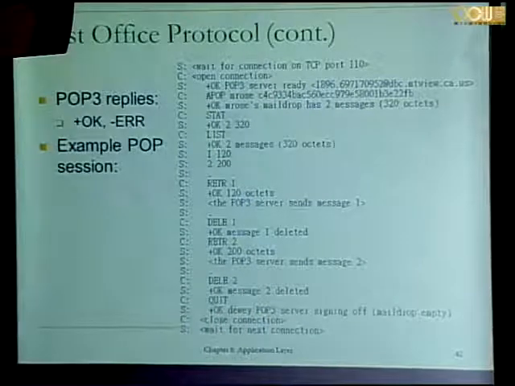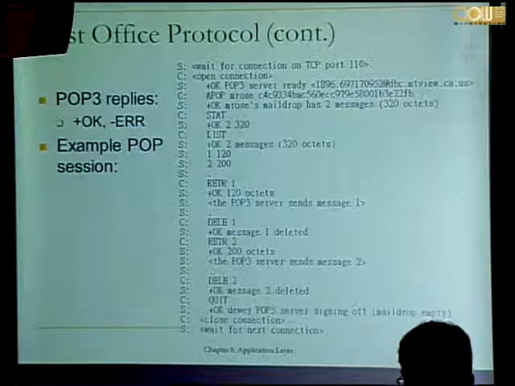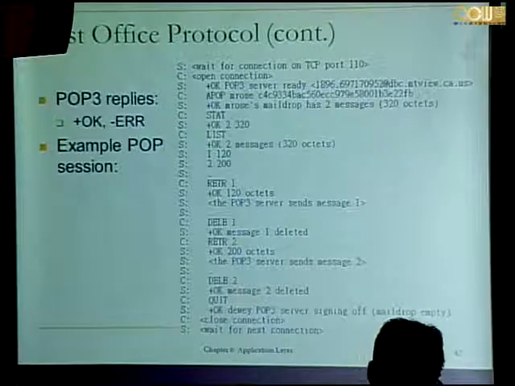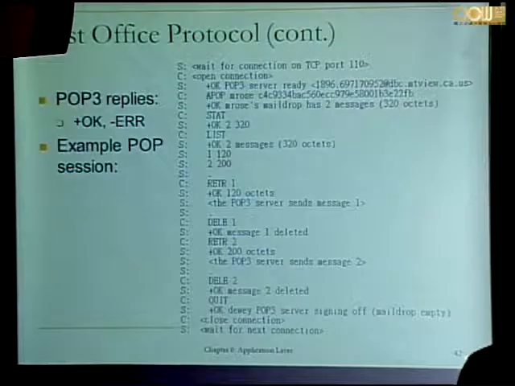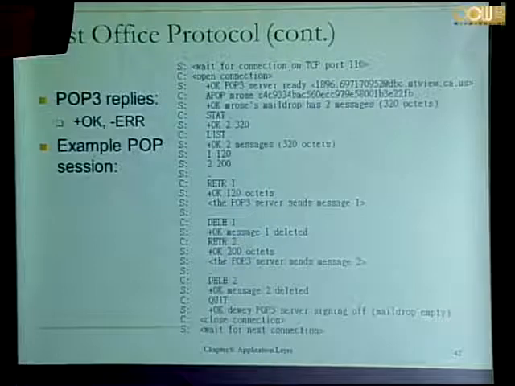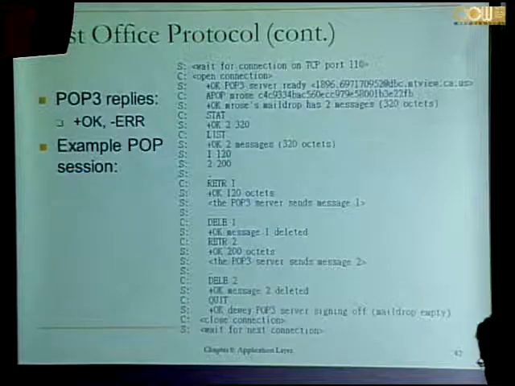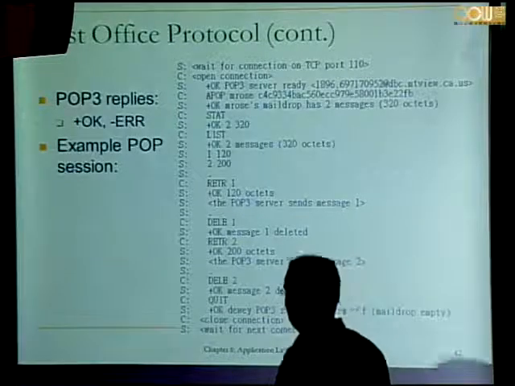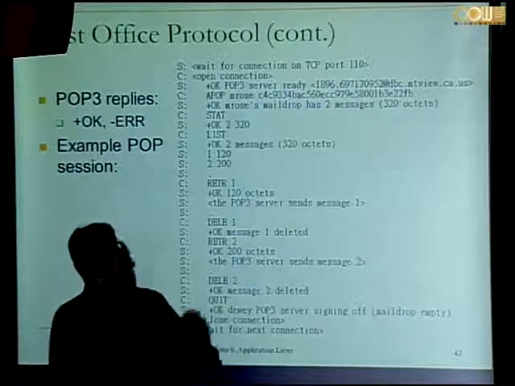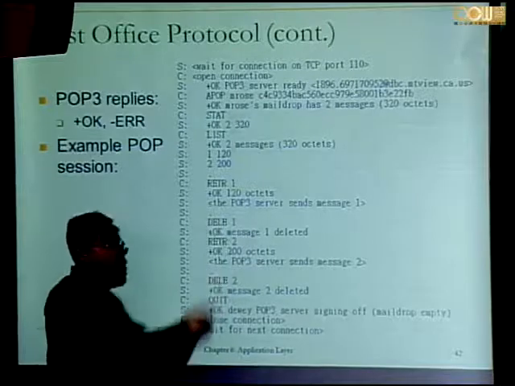So the client lists the mail in the mailbox, and then retrieves one, deletes one, retrieves the second, deletes the second. And it's not necessary that you delete the mail. You could configure your mail reader not to delete the mail, just keep the copy on the mailbox. So it's configurable. If you configure that on your mail reader, then in retrieving the mail, it would not issue the delete command.